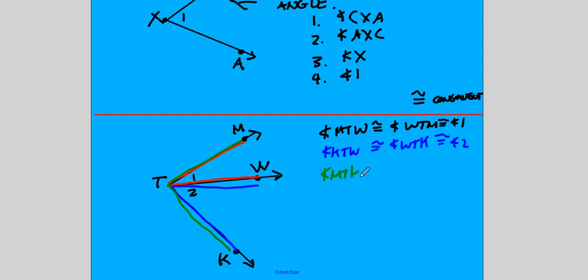So angle MTK is congruent to angle KTM. And I didn't call it this, but you could call that, say, angle 3. So you have 3 angles here that have T as a vertex. So that is why we can't just say angle T here, because we don't know which one we're talking about.